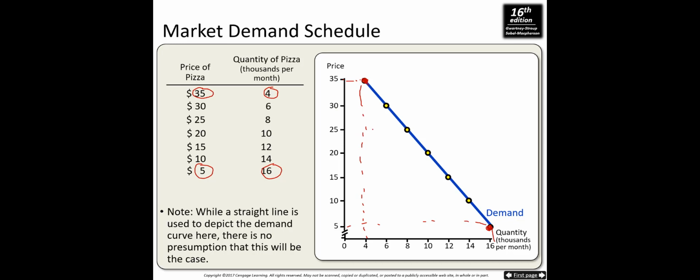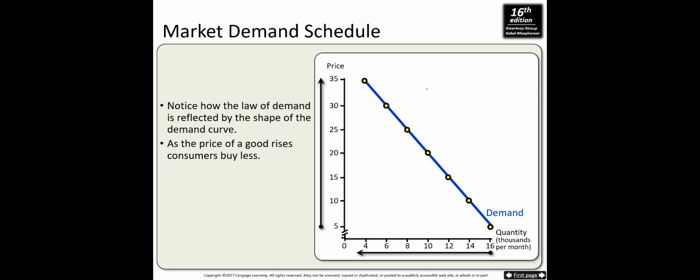While a straight line is used to depict the demand curve here, there is no presumption that this will be the case. But the only thing we know is that this curve is going to be downward sloping. Downward sloping. This is important, okay? Notice how the law of demand is reflected by the shape of the demand curve. As the price rises, you see it's going up, and the quantity is going down from 16,000 to 4,000, and the prices are increasing from $5 to $35. So when the prices increase, quantity demanded goes down. This inverse relation is called the law of demand.